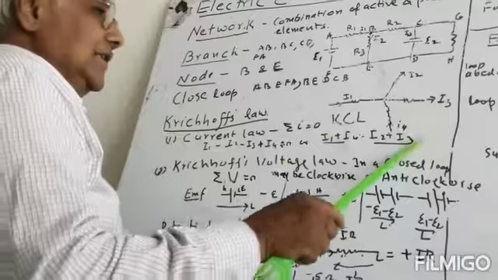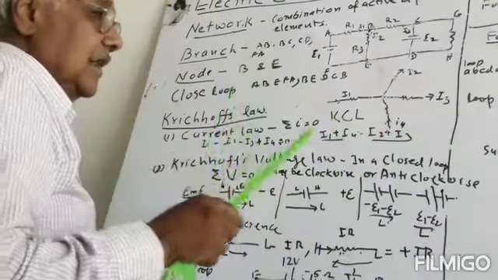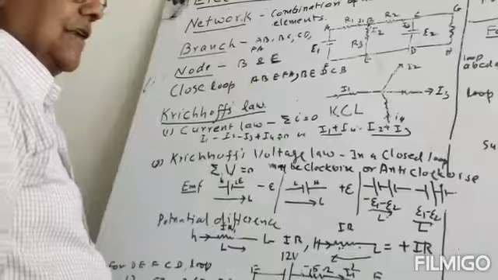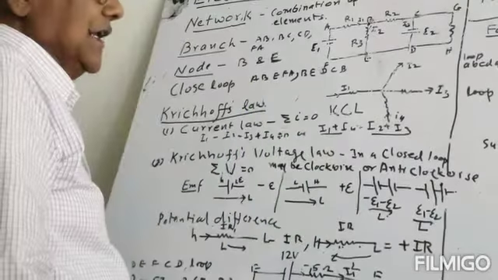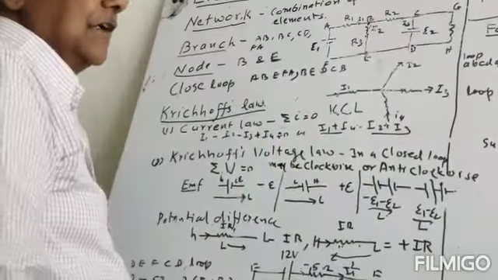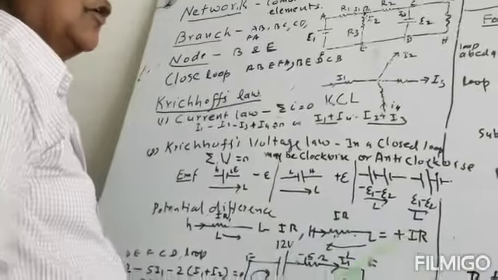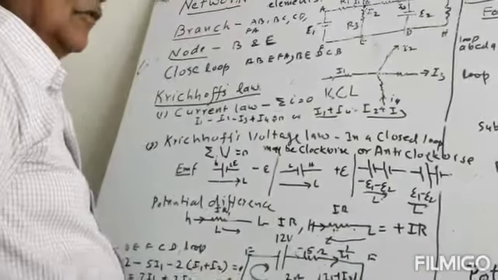So this is Kirchhoff's law. Now Kirchhoff's law is based on the conservation of charge. As we have learned earlier, charge is always conserved. We cannot destroy charge or create charge. Total charge will be constant.